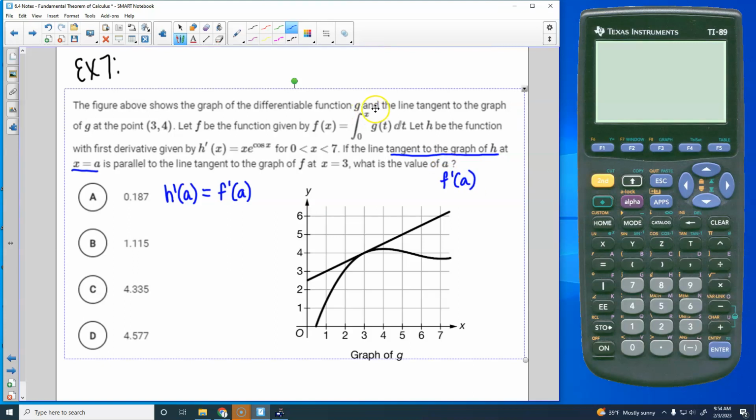If I take the f is right here. F is what we call an integral defined function. So if I take the derivative of this integral right here, what am I going to get? Just g of x. Right? So h prime of a is going to equal g of a.